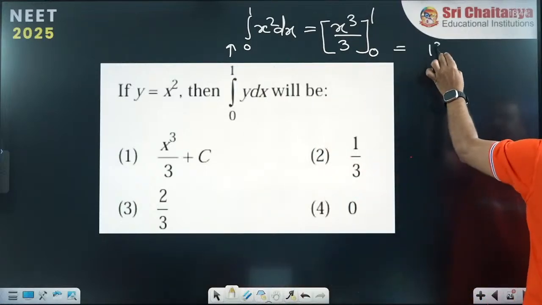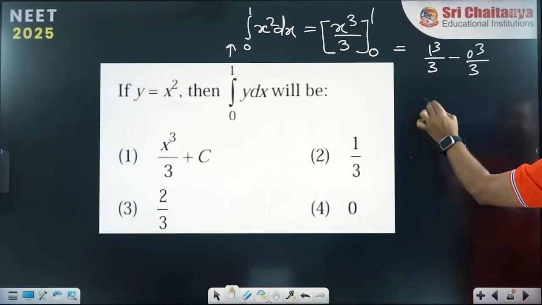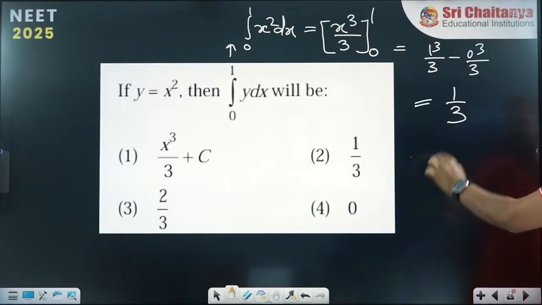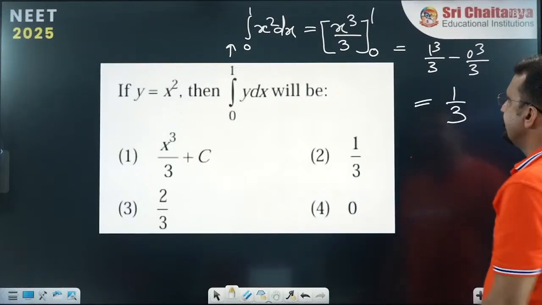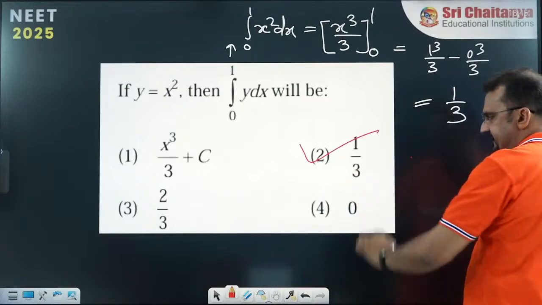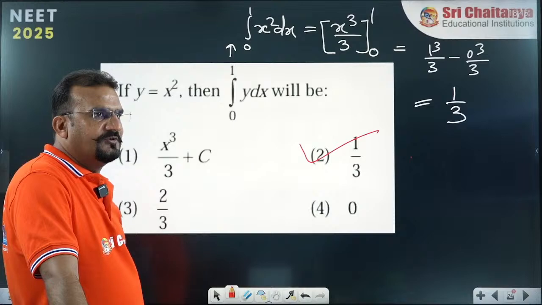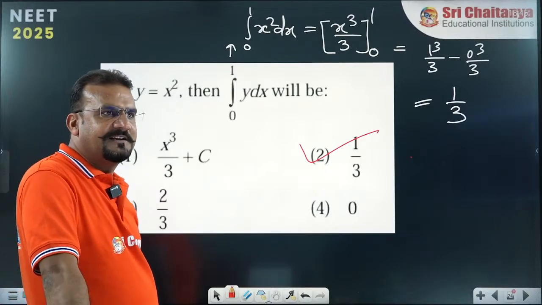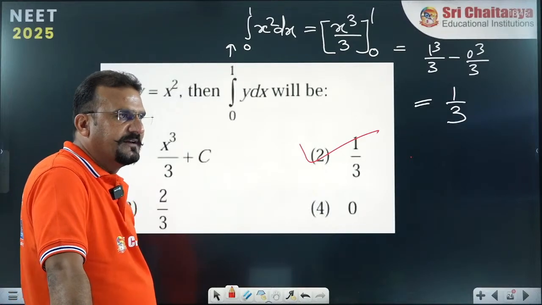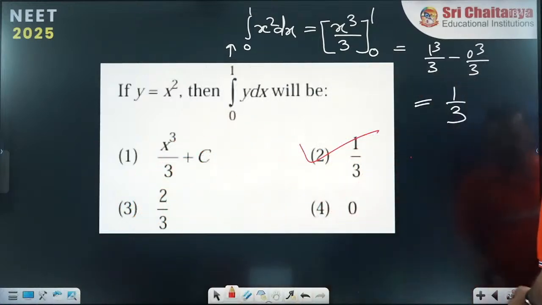Upper part 1 power 3 divided by 3 minus 0 power 3 divided by 3. This is going to be 1 by 3. That means what is the right answer? 1 by 3 is the right answer. 1 by 3 means the second option is the right option. Very good. Now I think the comment box is getting right responses. Most of the students are getting 2. Very good. Okay, take the last question for today's class.